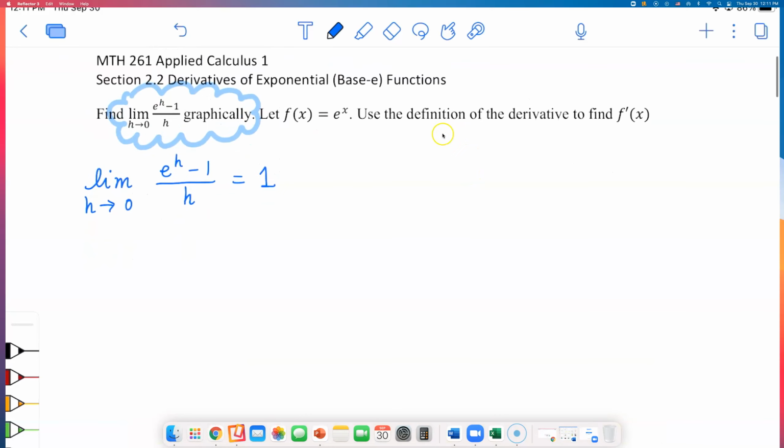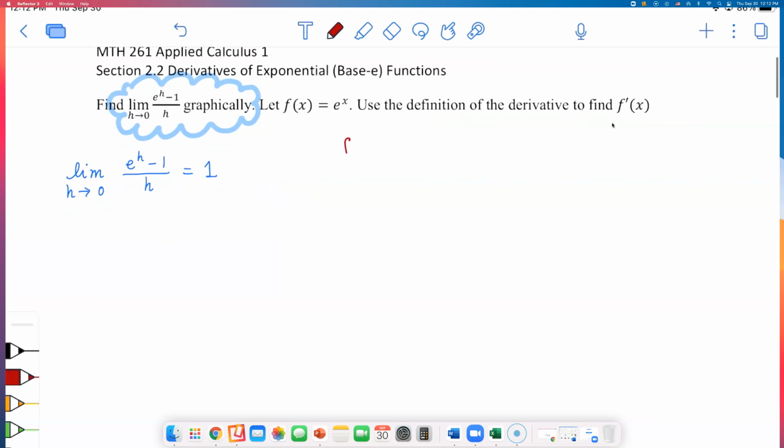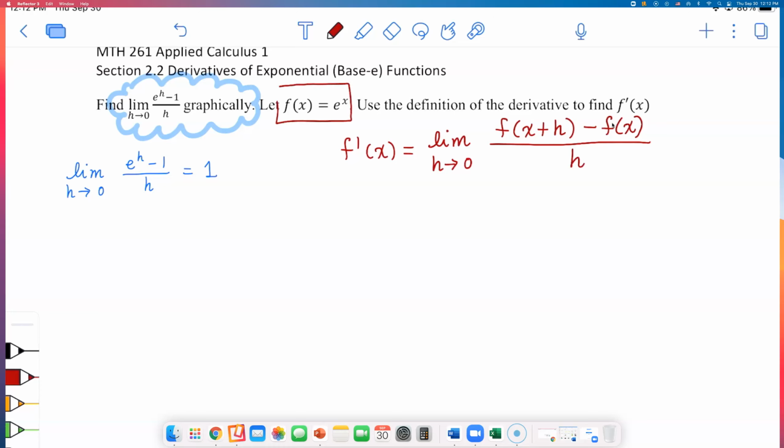So I'll prove that theorem here with you. It says use the definition of derivative to find f prime of x. So what is the definition of derivative? You know, the one with the difference quotient. So f prime of x is the limit as h approaches 0 of that difference quotient, f of x plus h minus f of x all over h. Now we're using the function f of x equals e to the x.